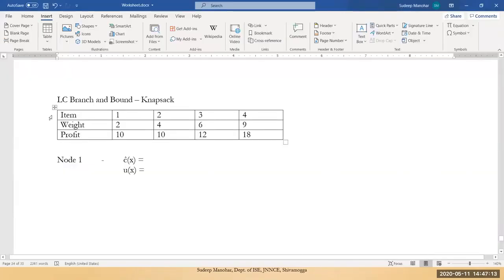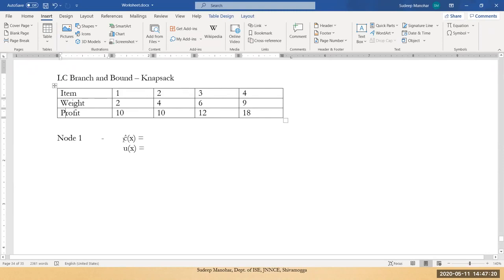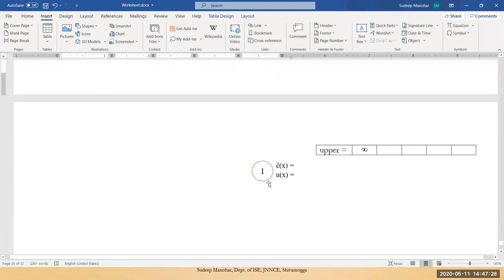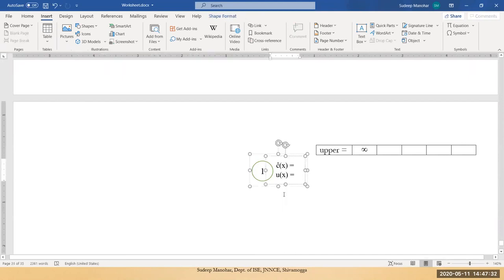The question given: there are 4 items, and weights and profits are given like this. Now we are supposed to calculate C cap of x and U of x as per the formula that was in the PPT. For node 1, I'll write node 1. I have to calculate what is C cap of x. x is nothing but 1, so I can replace it with 1 here: U of 1 and C cap of 1.